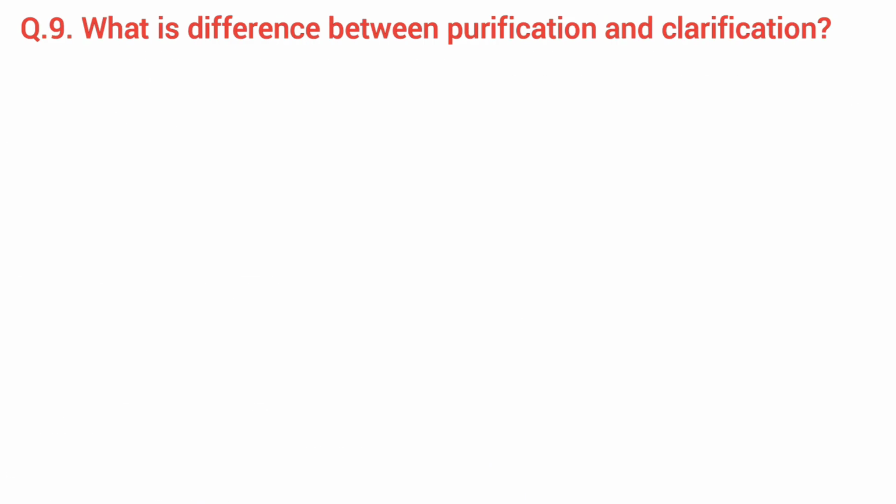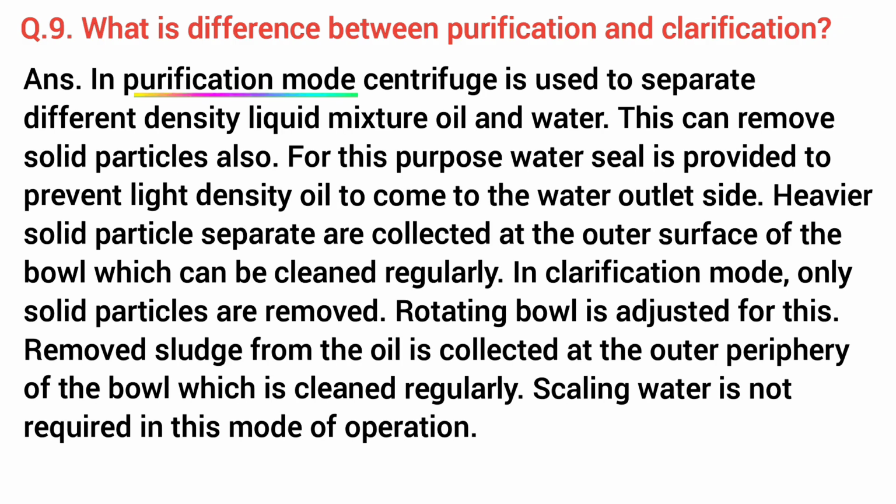What is the difference between purification and clarification? In purification mode, centrifuge is used to separate different density liquid mixture, oil and water. This can remove solid particles also. For this purpose, water seal is provided to prevent light density oil from coming to the water outlet side. Heavier solid particles separated are collected at the outer surface of the bowl, which can be cleaned regularly.